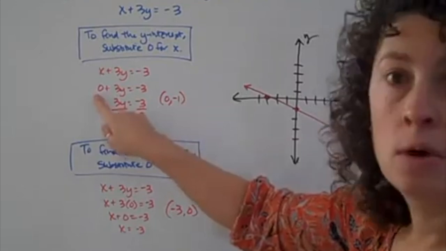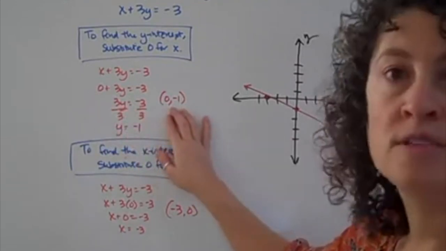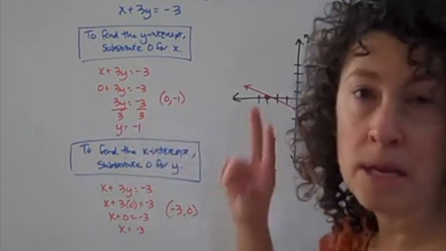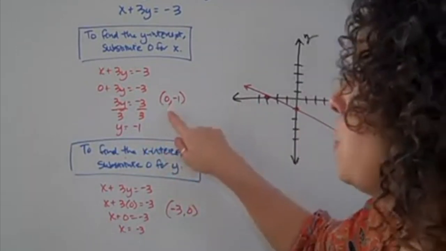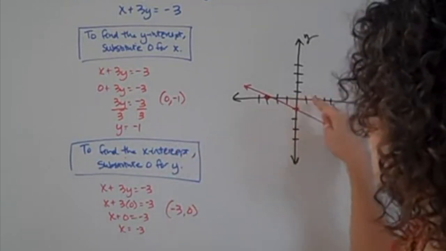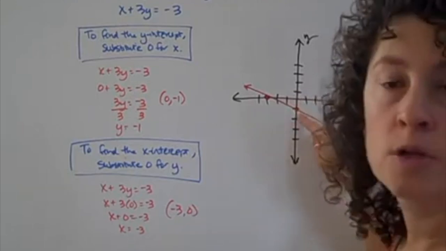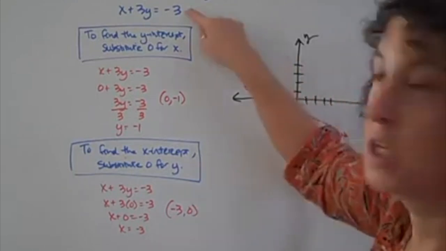So remember, x was 0, and y equals negative 1, so I have an ordered pair of 0, negative 1. I'm kind of making a mini table that only has 2 points on it. So my y-intercept is 0, negative 1. Here on my graph, 0 on my x-axis, negative 1 on my y-axis. So there's one ordered pair. There's my y-intercept of this particular equation.